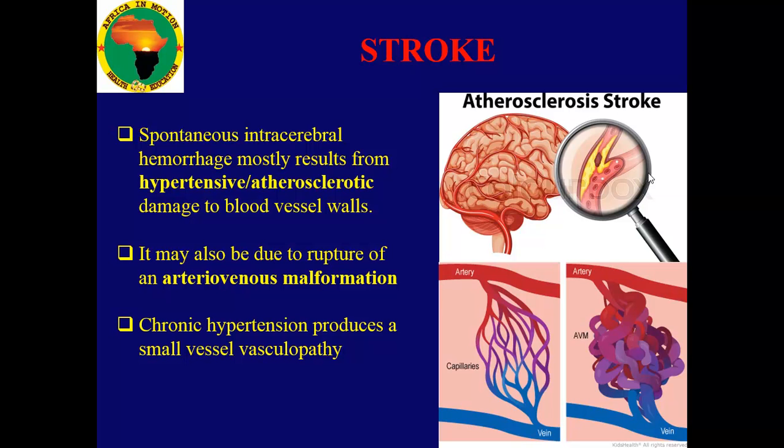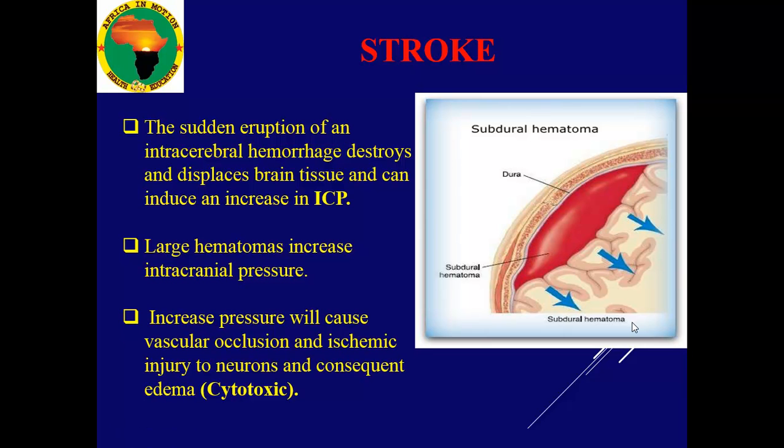If you can see here, these vessels are well organized. They are well organized, the arteries, and they interchange blood with what? Veins, with these capillaries. They are well organized. But when you see here, there is what we call malformation, arteriovenous malformation. This can lead to what? To stroke. Now, there is what we call subdural hematoma.